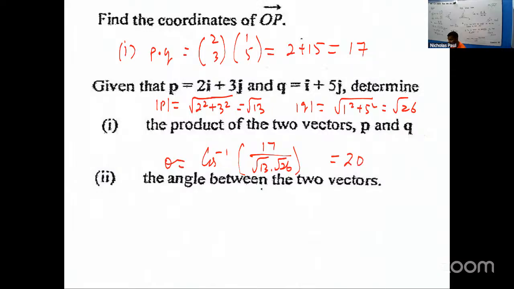5 squared plus 1 squared. What is that? 20.8? Oh, sorry. 20.8. Huh? Because it's an average 26, right?